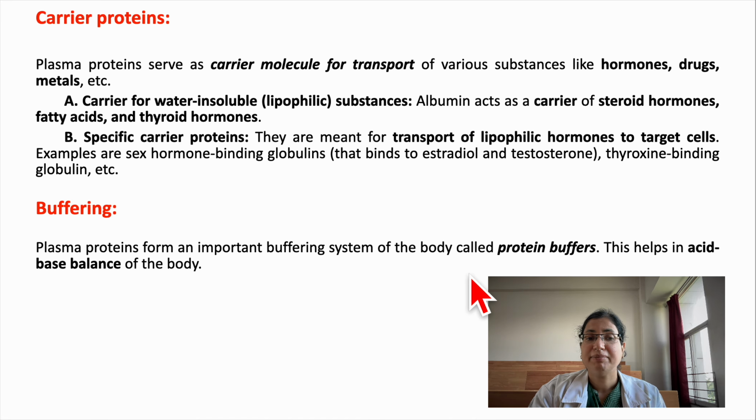Buffering. The plasma proteins form an important buffering system of the body called protein buffer. This helps in acid-base balance of the body. This is another important function of plasma protein. So, they will help in the buffering system, and they will help in maintaining acid-base balance in the body.